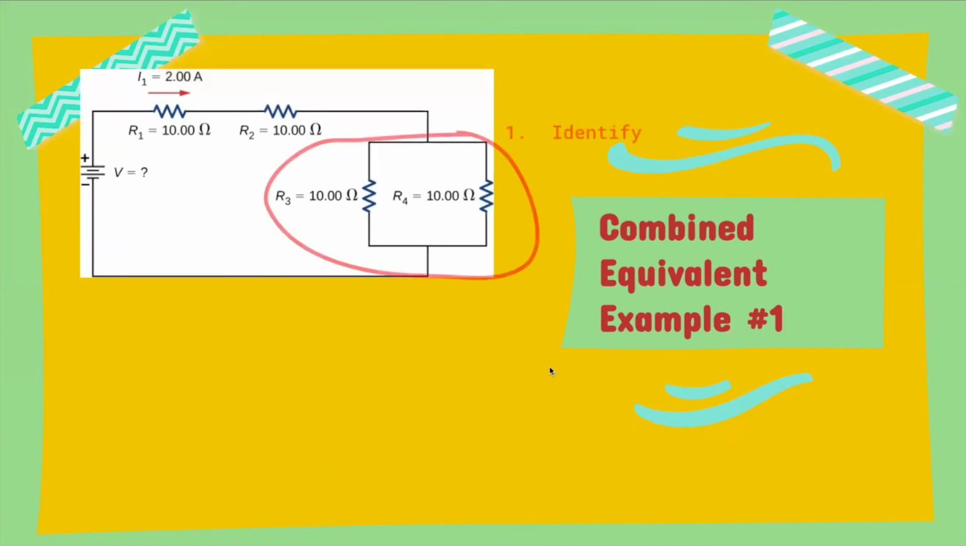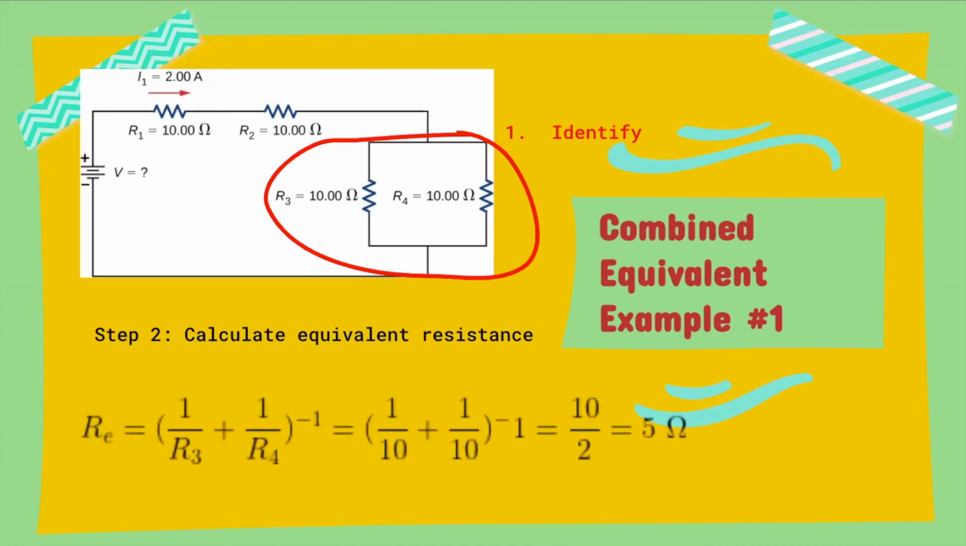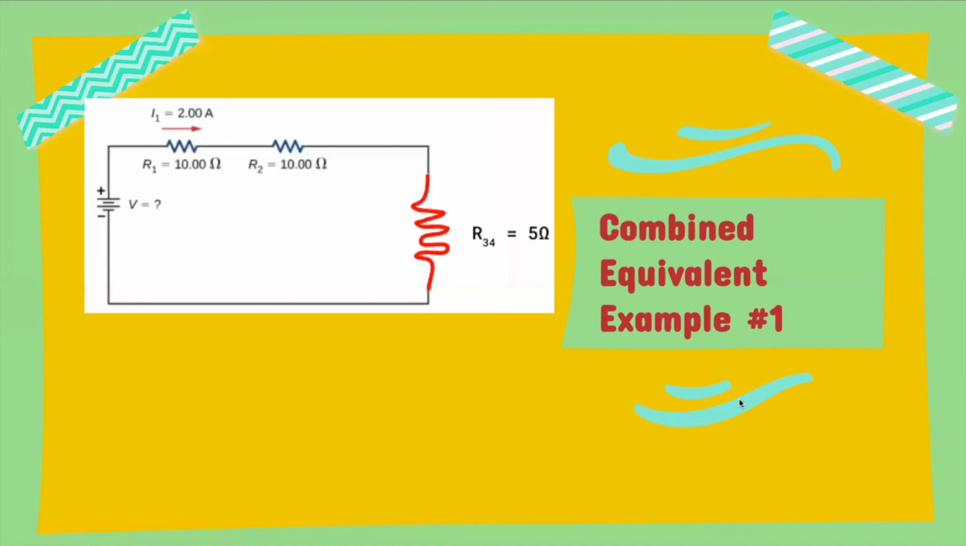first I would identify that section 3, 4 is in parallel. Second, I'm going to calculate the equivalent resistance of that section. So that would be 1/10 plus 1/10, all inverse, to make 5 ohms. And here's what makes it equivalent resistance. Those two 10 ohm resistors act like 5 ohms. It's easier to get through 5 ohms because it has 2 paths open, right? So I'm going to replace resistor 3 and resistor 4 because it acts like one 5 ohm resistor.